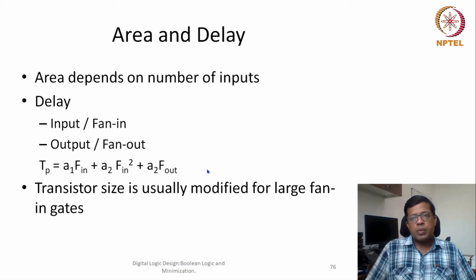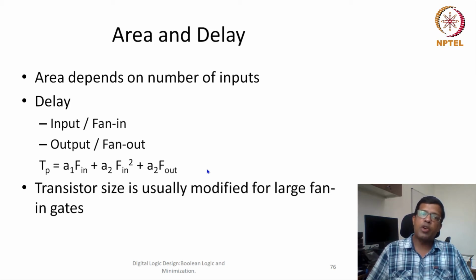So a typical expression says that the propagation delay of a particular gate depends almost on the square of fan-in, and it linearly depends on the number of outputs. As a generic expression, we can also write it that propagation delay is equal to A1 F_in, where F_in is the number of fan-in, or number of inputs, plus A2 into F_in squared, plus A3 into F_out.